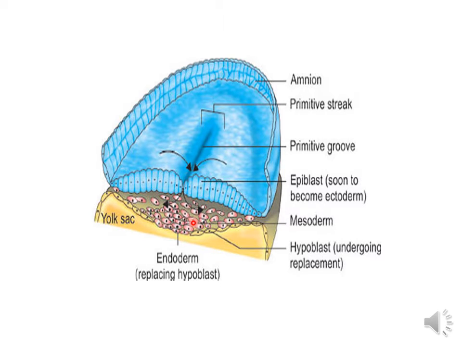Some of these cells will displace the hypoblast, forming the endoderm. This is the hypoblast. In this area, the hypoblast cells are displaced and replaced by the migrating cells forming the endoderm. In between them, some cells remain here. They are giving the mesoderm. The remaining cells of the epiblast will give the ectoderm.